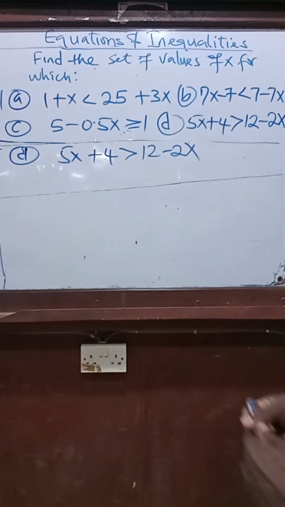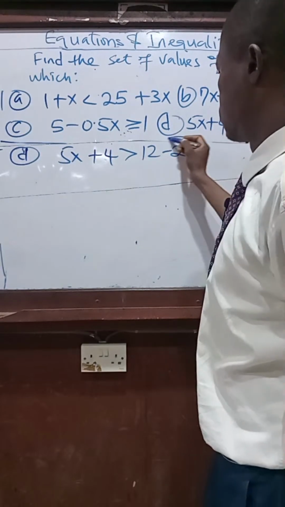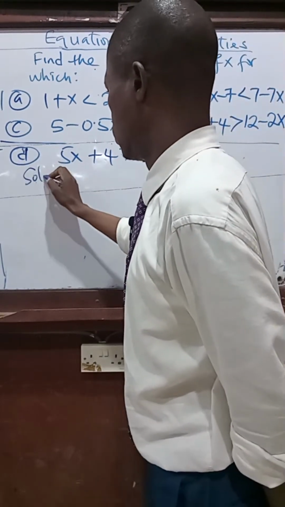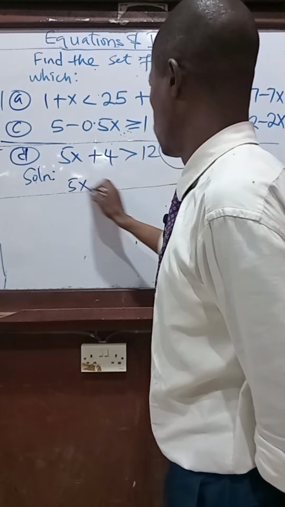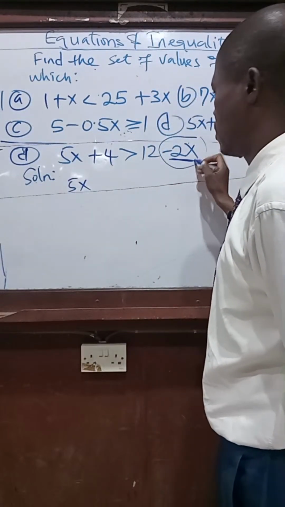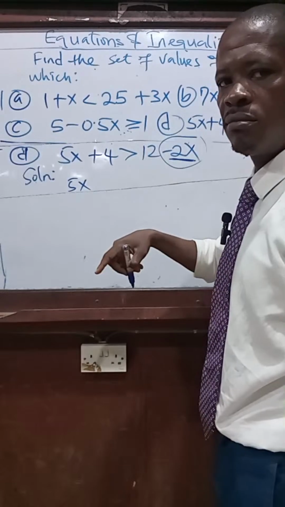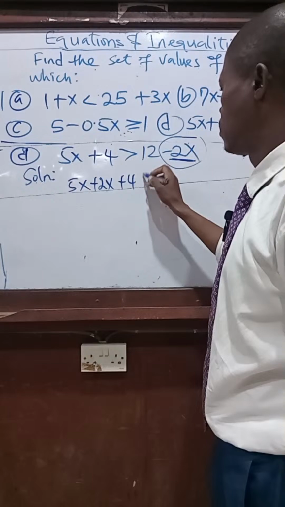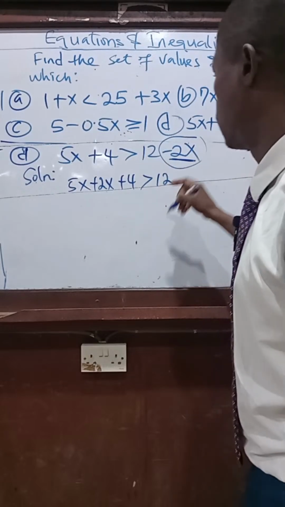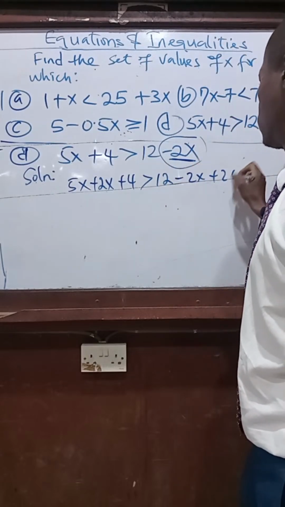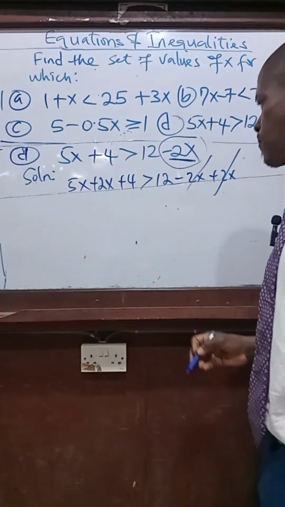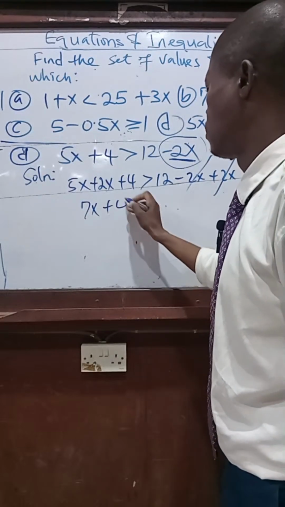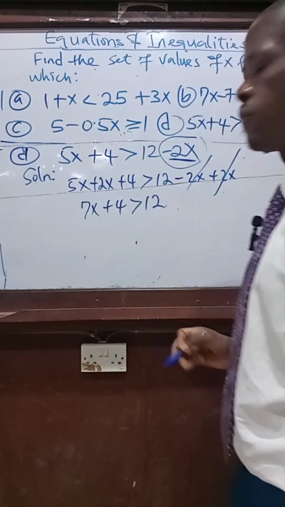So what we are going to do in this question, we need to remove this minus 2x from here. Okay? And how do we do that? That means we're going to add plus 2x to both sides. So that will be plus 2x plus 4 greater than 12 minus 2x plus 2x. So this one and this one cancel. So we have 7x, okay, plus 4 greater than 12.